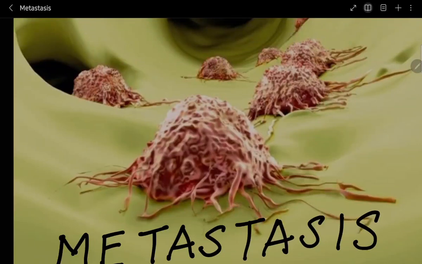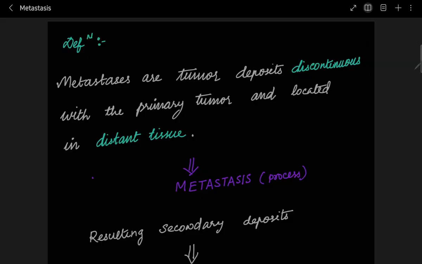Hello everyone, today we are going to study metastasis. So we will discuss metastasis sequence-wise, okay. Then we will look at how all the steps happen, and we will end the topic with that, right. So let's start. We will go by the definition of metastasis.